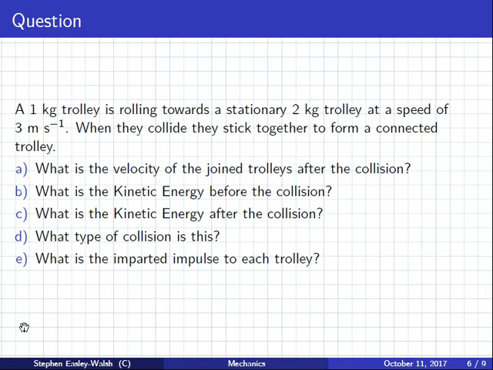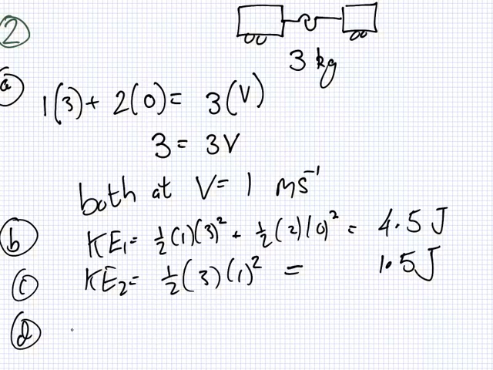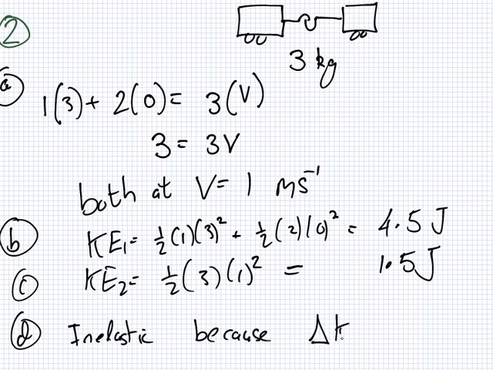Part D, I'm probably going to ask you if there was a loss. What type of collision is this? This is inelastic because the change in kinetic energy is minus 3 joules. It lost 3 joules, so we call it inelastic.